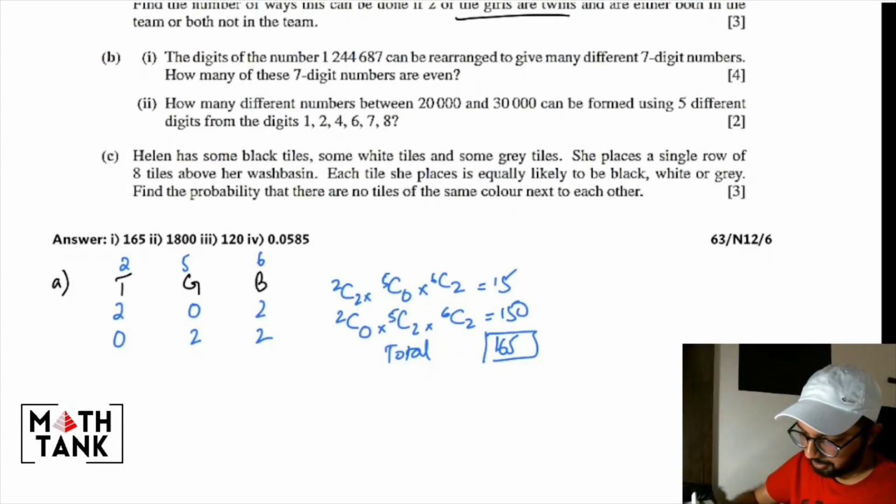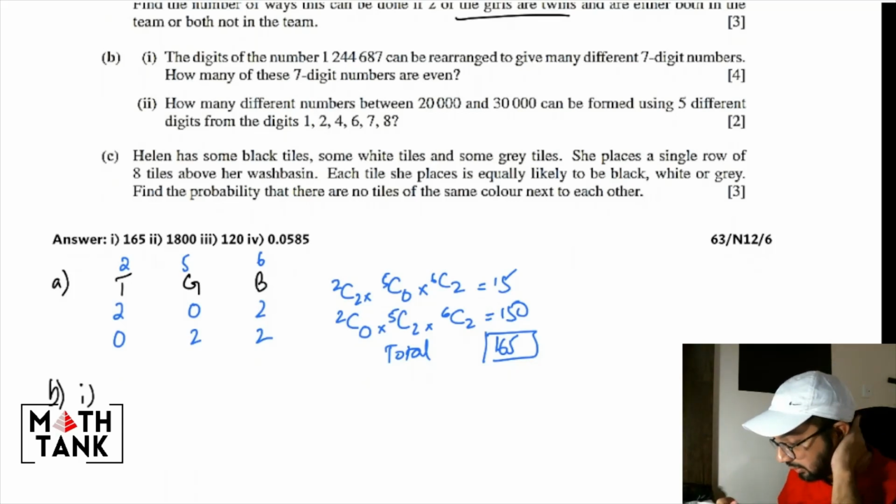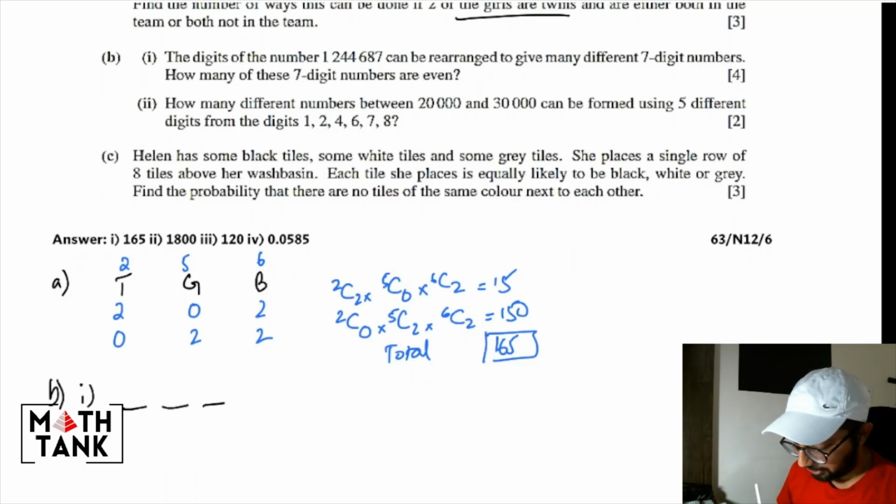Okay, then part B says the digits of the number 1, 2, 4, 4, 6, 8, 7 can be rearranged to give many different 7-digit numbers. How many of these 7-digit numbers are even? Now again, I need to be careful. Why? Because there are 2 4s in the middle, which is something that I have to be very careful about, because repetitions cannot be counted twice when you are filling out the restrictions.